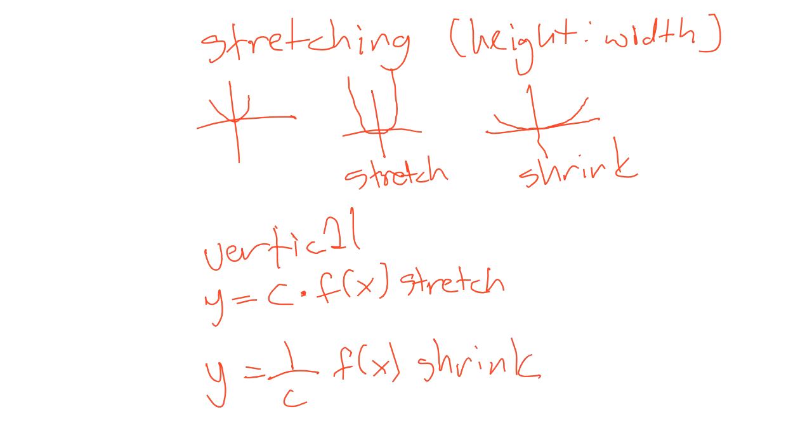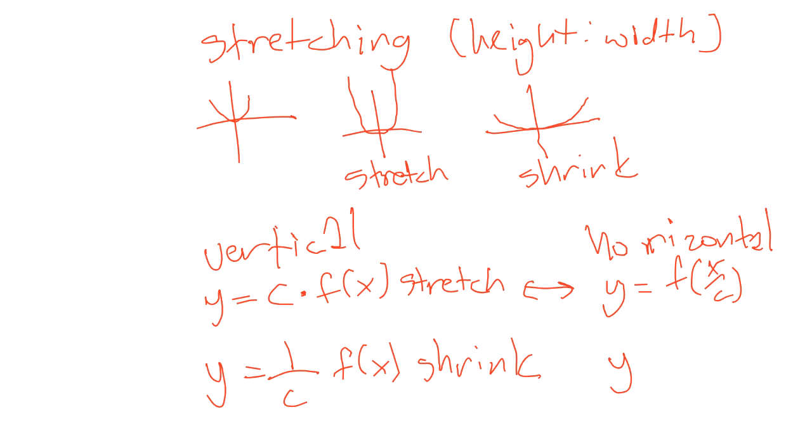And then for horizontal, we can say that we have y equals f of x over c, and that's going to actually stretch it. To shrink it, we could say we have y equals f of c times x, and that's going to shrink. When it comes to a horizontal change, like I said, they kind of seem counterintuitive. When you actually plug numbers in, they begin to make a lot more sense.